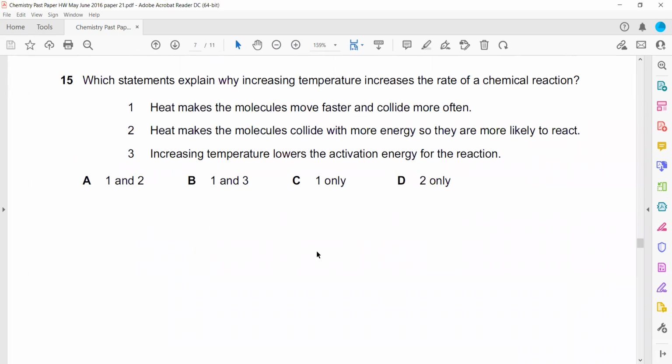Which statement explains why increasing temperature increases the rate of a chemical reaction? What is the reason that when we increase the temperature, the speed or the rate of the reaction increases?